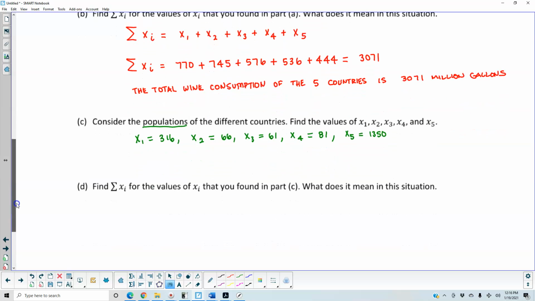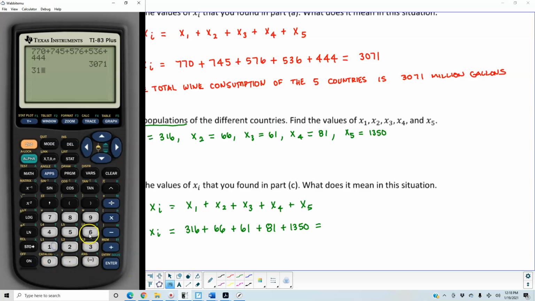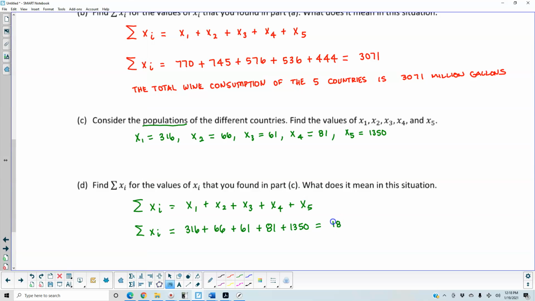In part D, it says find the sum of the data values that we found in part C. So remember that the formula to find the data values is taking x1 plus x2 plus x3 plus x4 plus x5. So let's go ahead and find the sum of that. We have 316 plus 66 plus 61 plus 81 plus 1,350. Let's go ahead and add that up, which gives us 1,874.